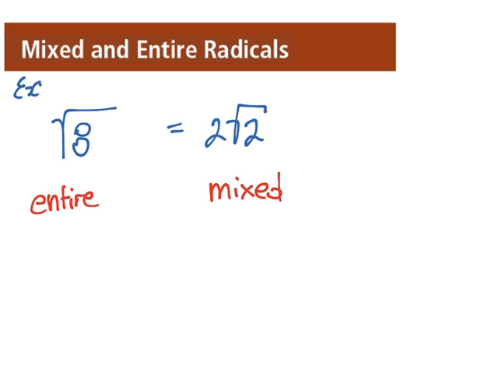They are equivalent, but the entire radical has a coefficient of 1. We don't write the 1, but it does have a coefficient of 1. While a mixed radical has a coefficient that's not 1. Let's take a look at an example.